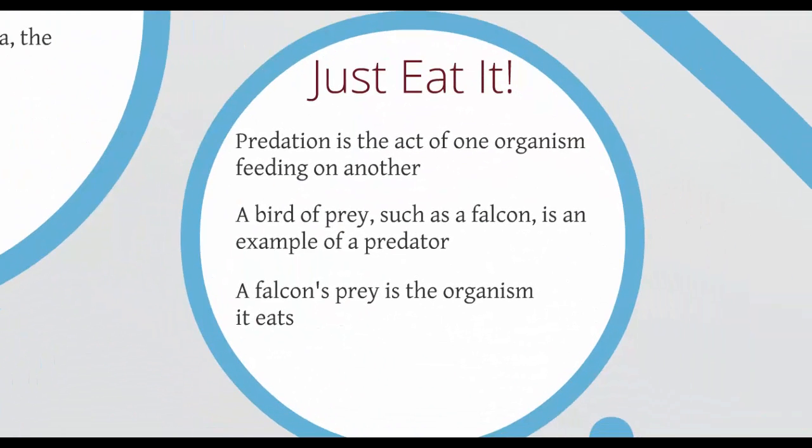So our fancy name for where one organism is eating another is called predation. And during predation, you have one organism, in this example we're going to talk about a falcon, who is doing the eating. And in predation, the one doing the eating is called the predator. And the one who is being eaten is called the prey. And so if we were talking about a falcon eating a mouse, the falcon would be the predator and the mouse would be the prey. It would be its main course.